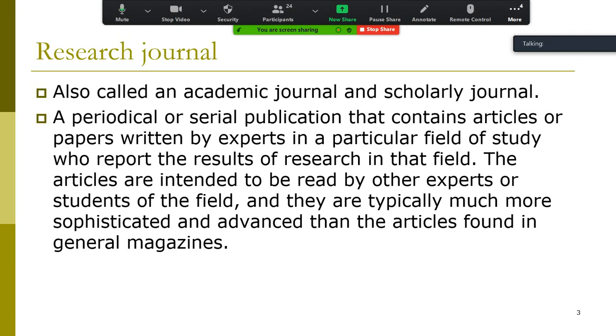Sometimes you find articles or essays in magazines, but the target audience of magazines is the general public. So the language, style, and other technicalities of those essays or articles are different from research articles. The target audience of research articles is only experts or students of that particular field.